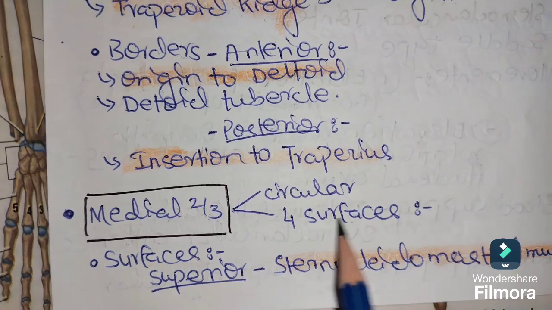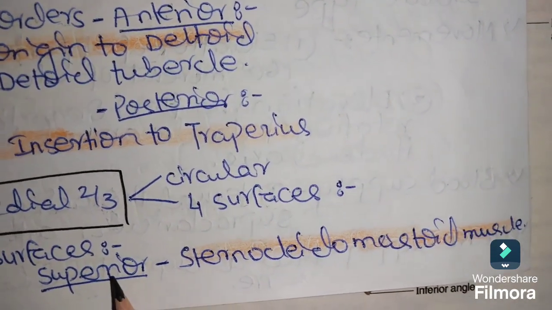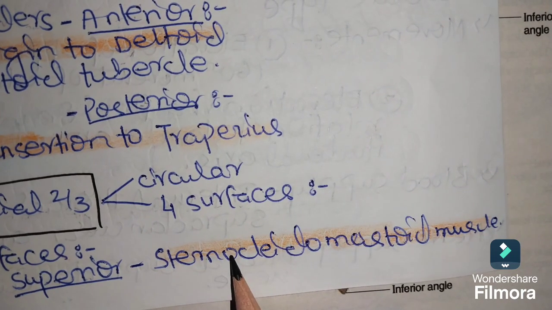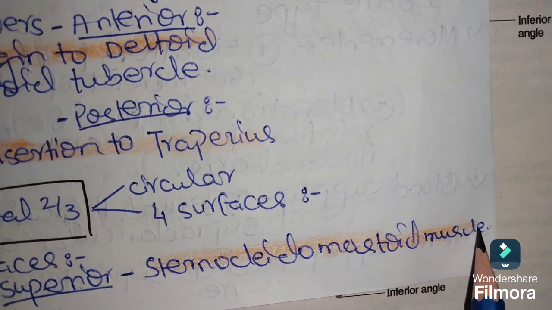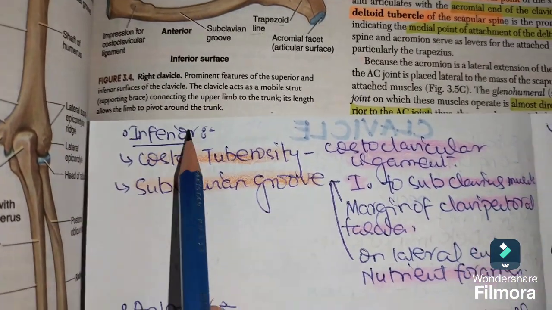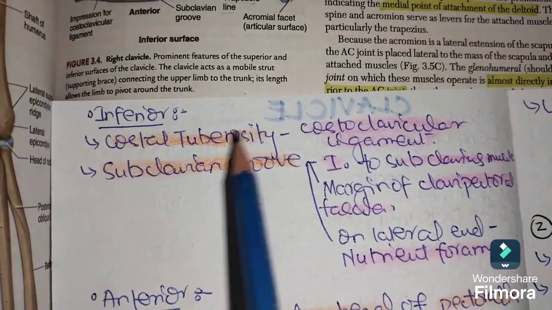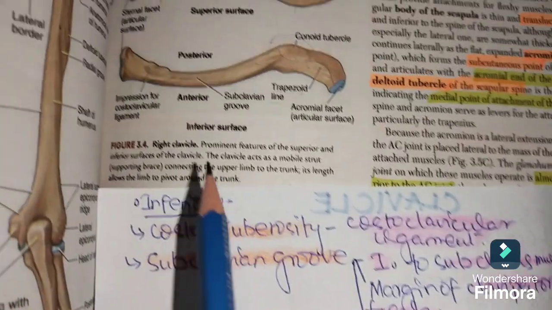Now again, it has got 4 surfaces. The superior surface has got the attachment of sternocleidomastoid muscle. The inferior surface has got the costal tuberosity and the subclavian groove.